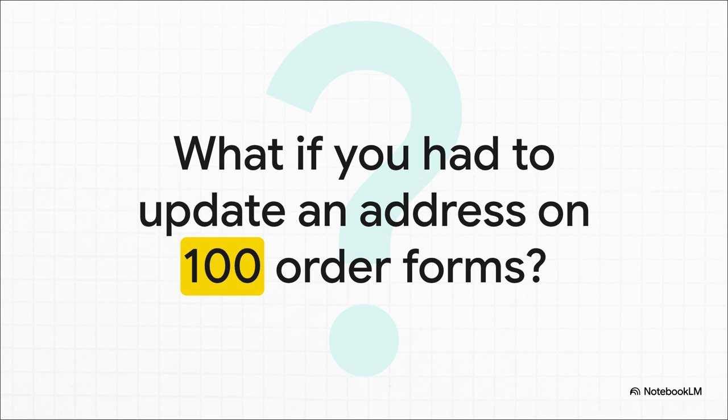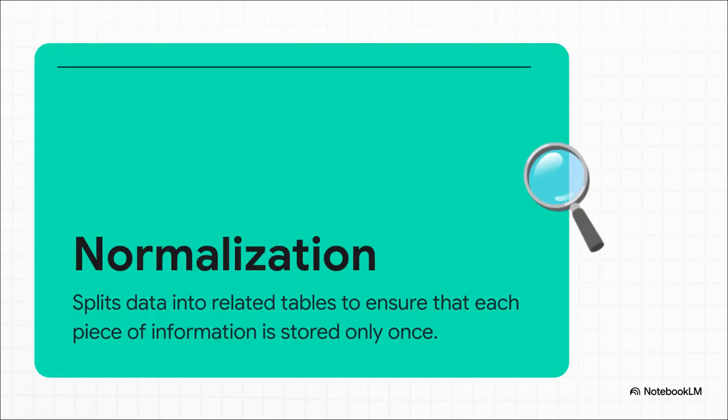And what happens when they move? You'd have to track down all 100 forms just to update their address. It would be an absolute nightmare. And this is exactly the problem that normalization is designed to solve. It's basically a set of rules for organizing our database to get rid of that repetition. The main idea is super simple, but incredibly powerful. You store each piece of information in exactly one place. That's it.